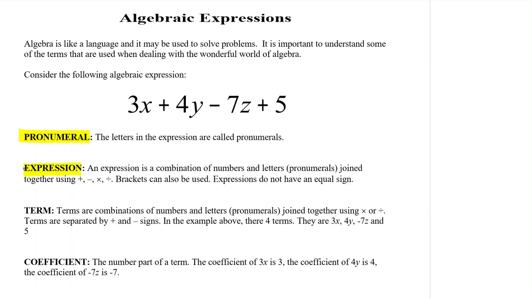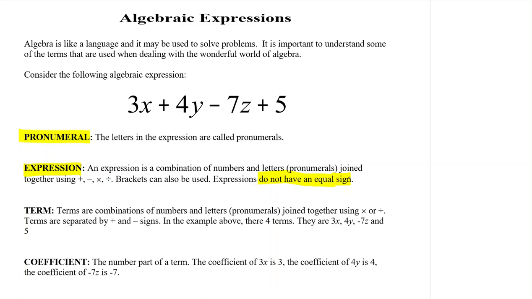An expression is a combination of numbers and letters, which is the pronumerals, that are joined together using add, subtract, multiply, and divide terms. Brackets can also be used. Expressions do not have equal signs. As soon as you put an equal sign in it, it becomes an, does anyone know what it's called then? No? An equation. And we will be doing those later on in this topic, but for now, focusing on expressions.